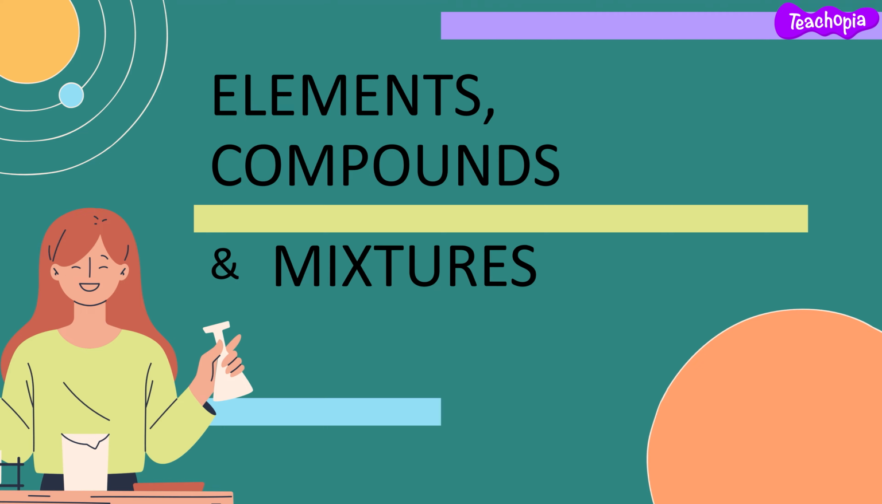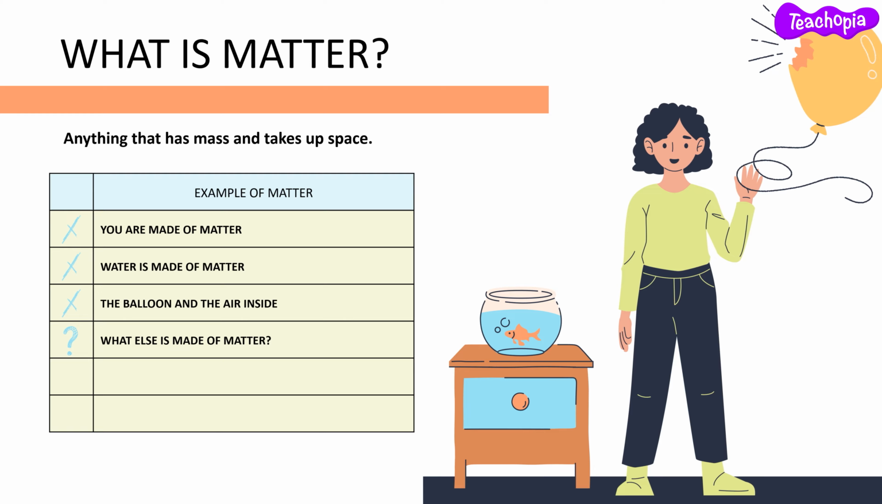Hello. Today we are going to learn about elements, compounds, and mixtures. Have you ever wondered what makes up the world around us? Yes, everything, from the air we breathe to the clothes we wear to the food we eat, is actually made up of tiny particles called matter. Then, what is matter? Matter is anything that takes up space and has mass.